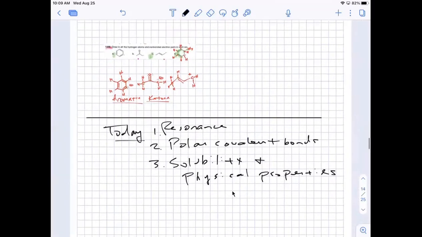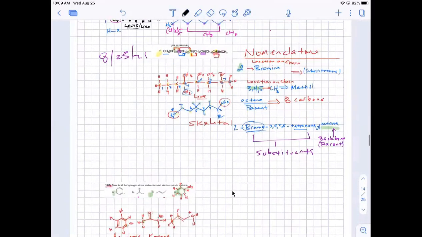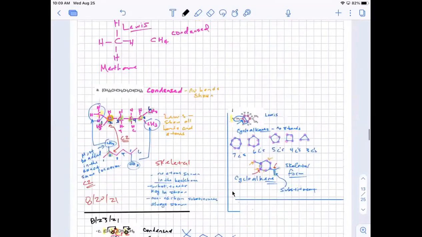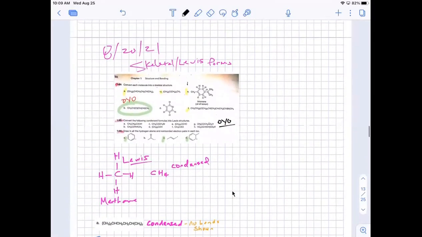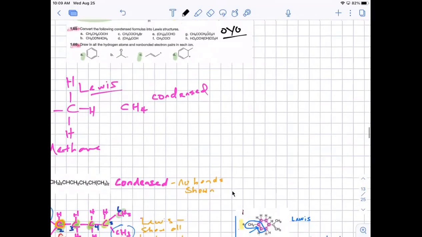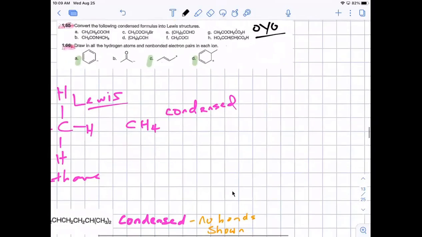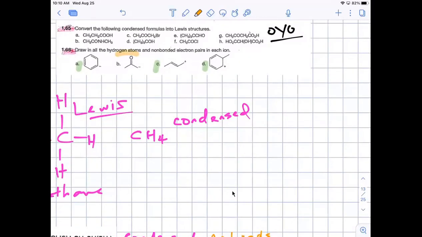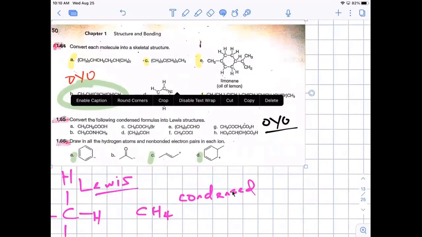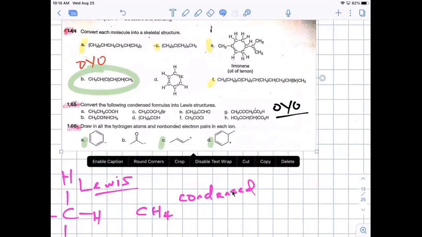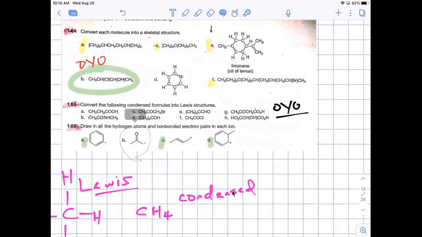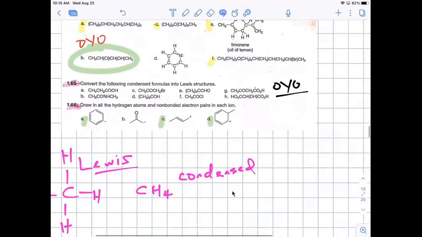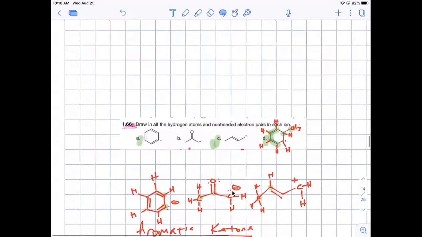So I wanna jump in and talk about resonance. Was there a question? Yes, I want to jump in and talk about resonance. Now, I actually want to do it using this example right here, so I'm gonna cut that out. That's a great place to start.